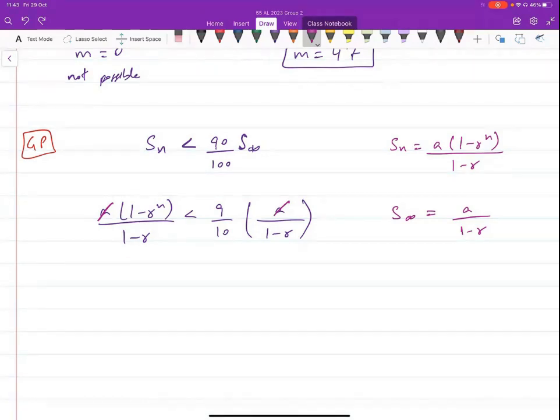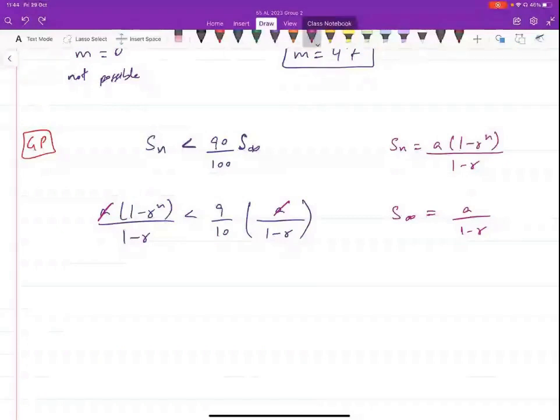Can we do cancellation like this in inequalities, given that we do not know what a is? No, sir. Why not? Because you can't get rid of the variable that's unknown. Okay. And what exactly is the reason for that?